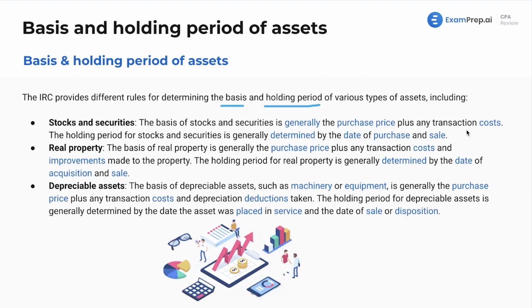Now, if we're talking about a machine or real property, let's see what we're going to deal with here. The basis of real property is generally the purchase price plus any transaction costs. Again, if you have to pay a lawyer to get the contract ready, or you have to pay the state and pay any taxes on the property, or make improvements to the property to make it safe and livable or usable, that's also going to be necessary for its intended use. I'll deal with the holding period in a second, but the basis for depreciable assets, such as machinery or equipment, is generally the purchase price plus transaction costs. We see transaction costs a lot, and depreciation deductions taken.